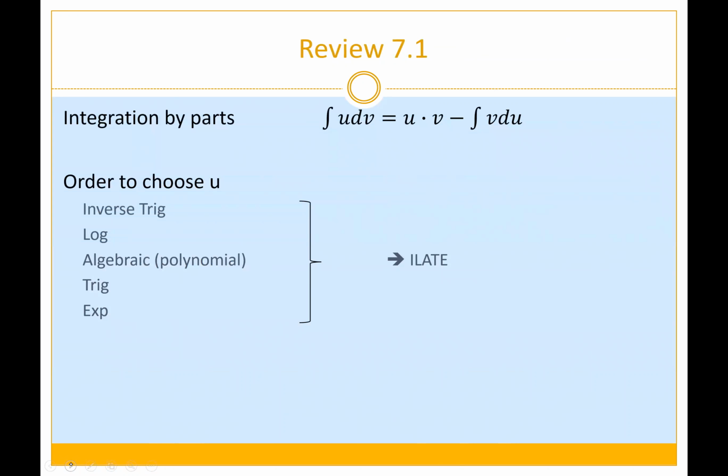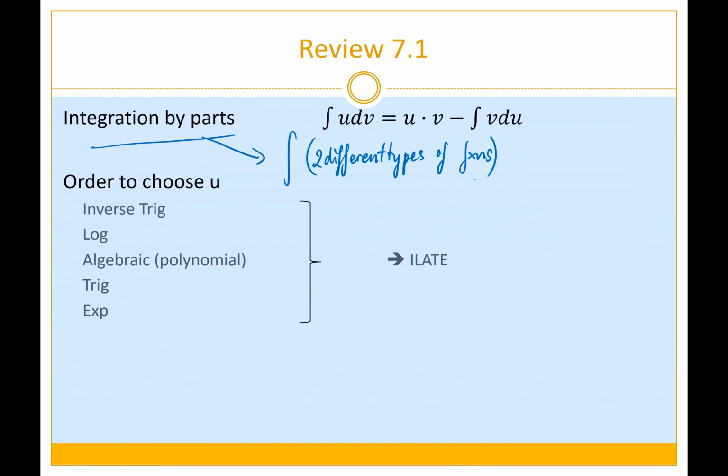So integration by parts is where we have an integral in the form of u dv. So u is a function, and dv is the derivative of the second function. Usually we apply integration by parts when you have an integral of two different types of functions. So say you have an exponential with a polynomial, or trigonometry with log, things like that.